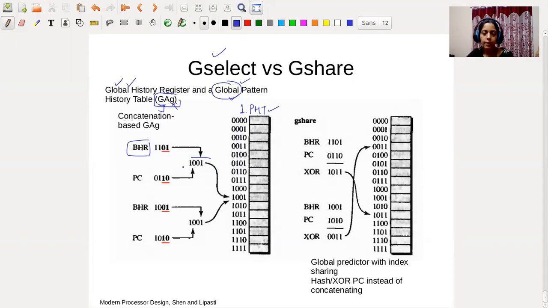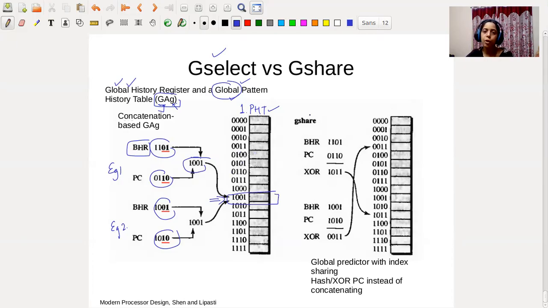Now, if you look at this, let us say, for example, we have different PCs and different BHRs, as in these two examples. So this is example one and this is example two. But then when you concatenate them, they result in an index into the same entry of the PHT. So this, of course, may not be a good way.